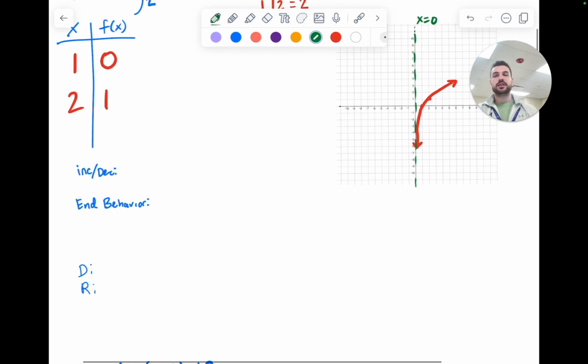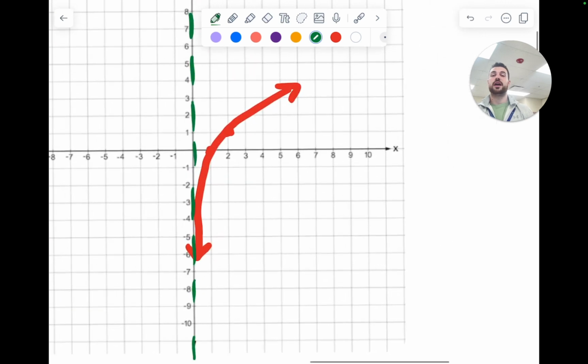Now increasing and decreasing is something that gives us a little bit of trouble. All it is asking us is, for what x values are we going up? For what x values are we going down? Well, we read a graph from left to right, so we are going up the entire time. That means for our entire domain, we are going to be increasing.